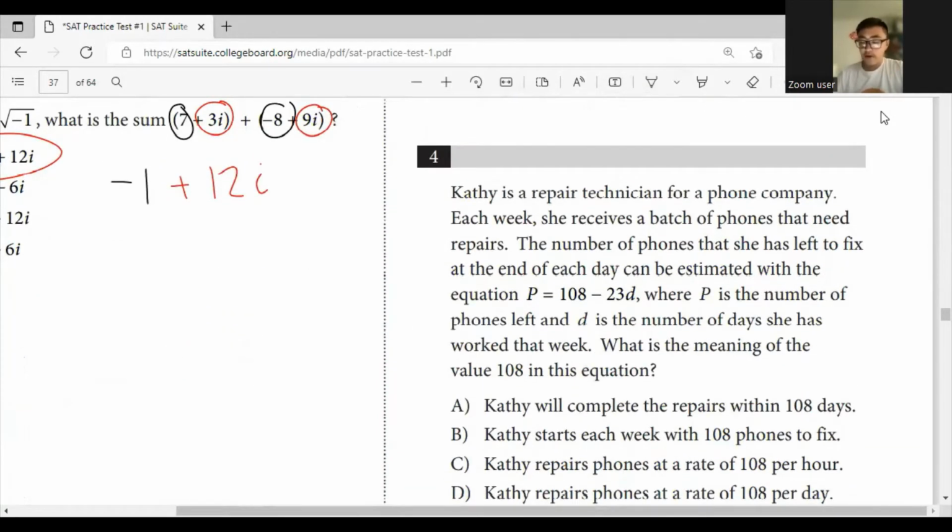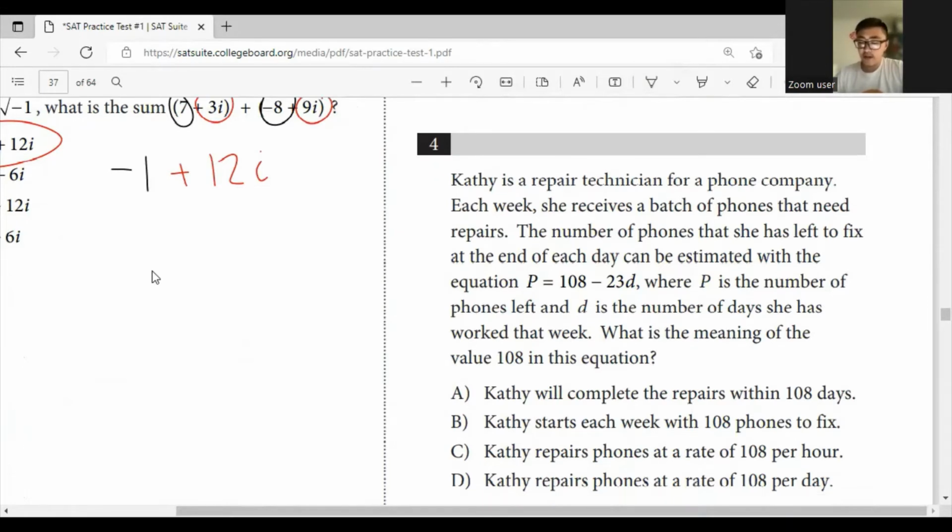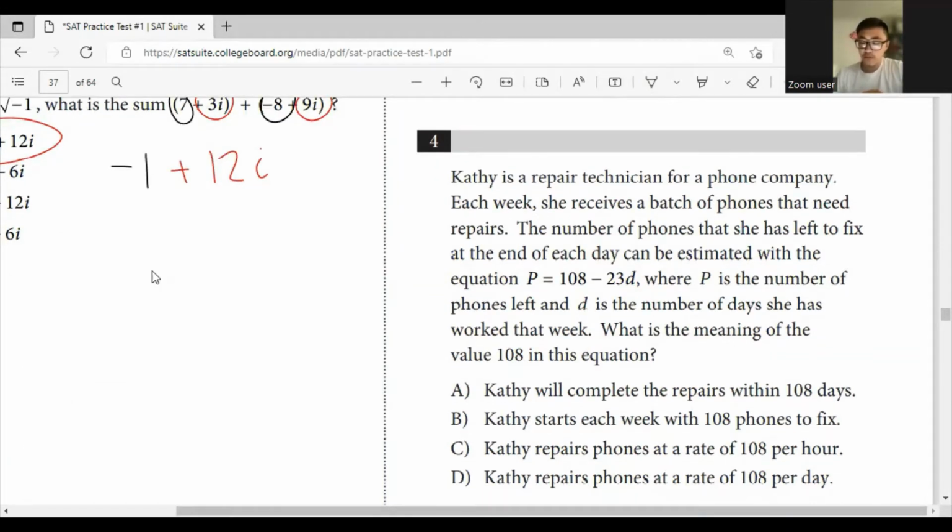Kathy is a repair technician for a phone company. Each week, she receives a batch of phones that need repairs. The number of phones that she has left to fix at the end of each day can be estimated with the equation P equals 108 minus 23D. So I see that's an equation. I'm just going to box that.